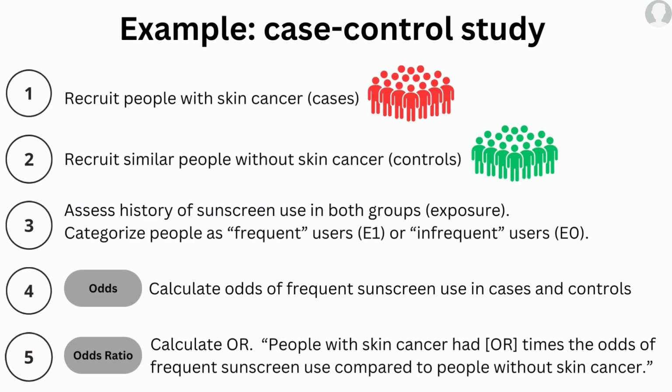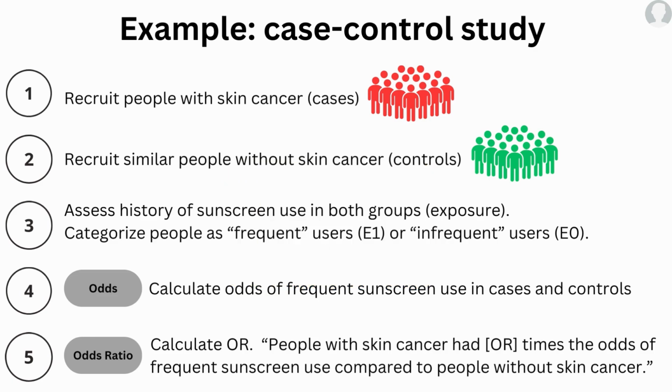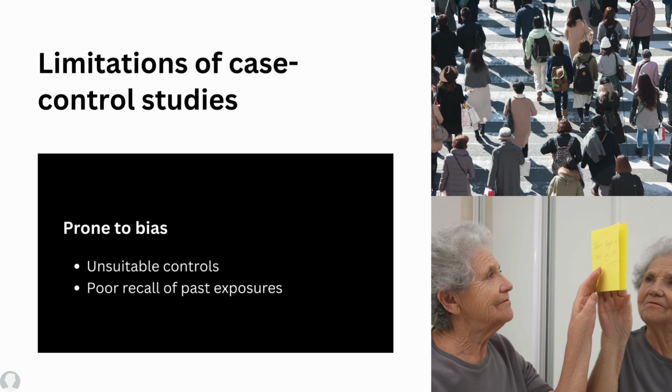Here's another example of a case control study that looked for an association between using a certain type of sunscreen and skin cancer. Strengths of case control studies include that they are good for investigating rare outcomes, rare diseases, because we can go out and find people with the rare disease of interest. Case control studies are also relatively quick compared to other study designs, so they're a good initial study to look at new research questions. The main limitation of case control studies is that they can be prone to bias.